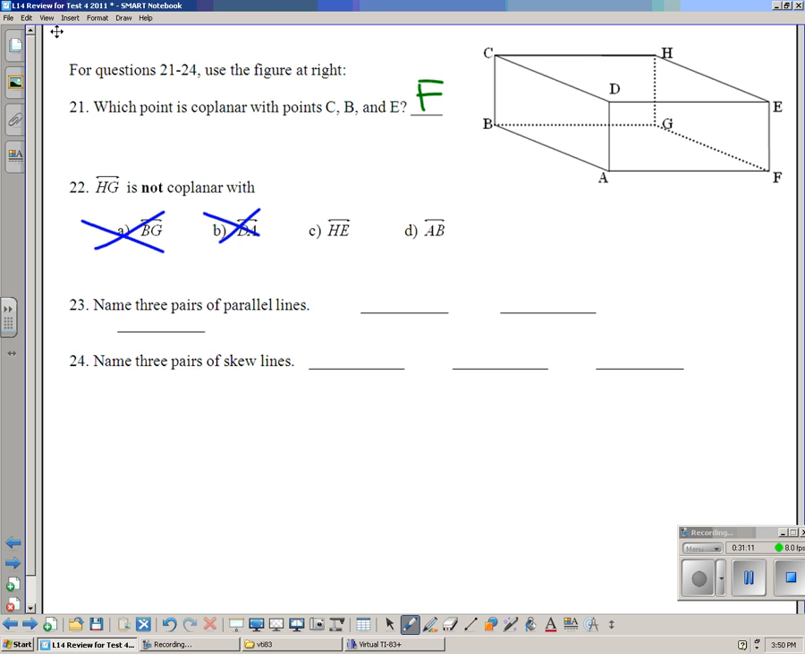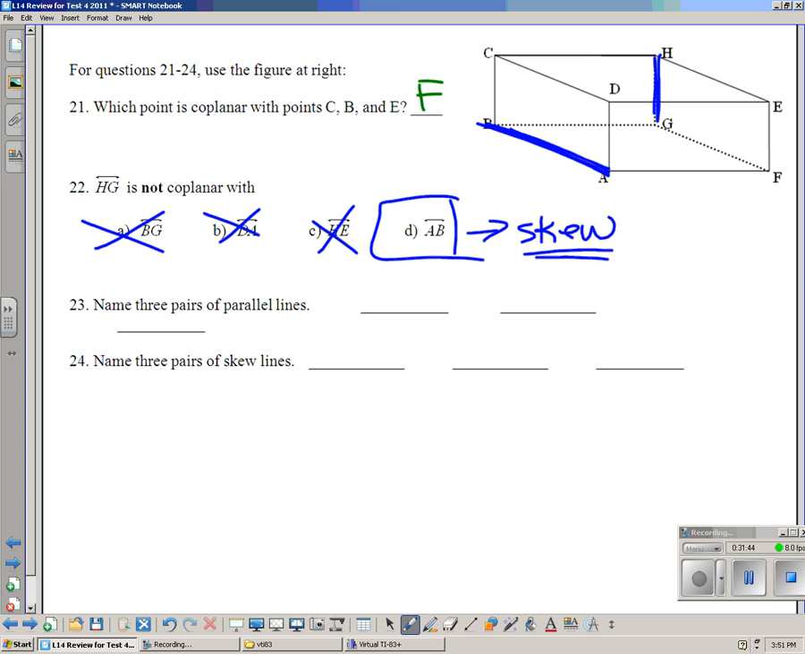HE, so we have HG and HE. HG and HE intersect. They actually would form the plane that's the side of the box. That's a plane. Now, obviously, we know that the answer is AB, but let's see why. HG is here. AB is here. HG is in the back of the box going up and down. AB is on the other side of the box going sideways. They would never meet each other, so they would be called skew lines. And skew lines don't form a plane. They're not coplanar. So that would be your answer.